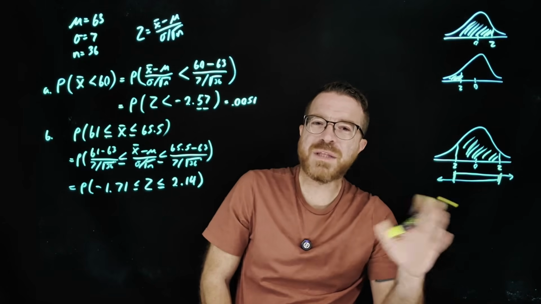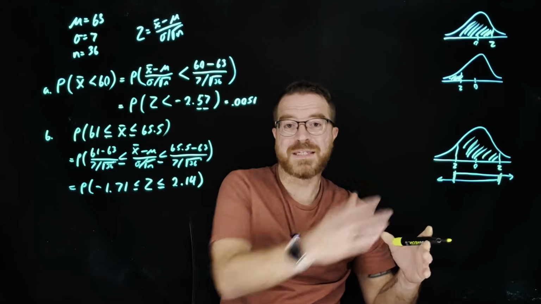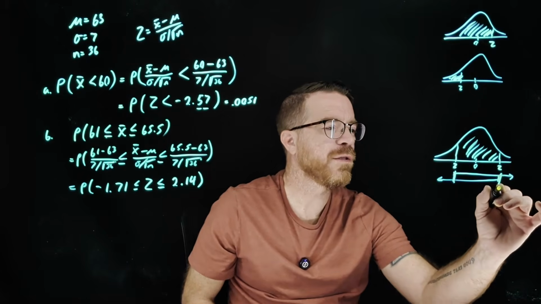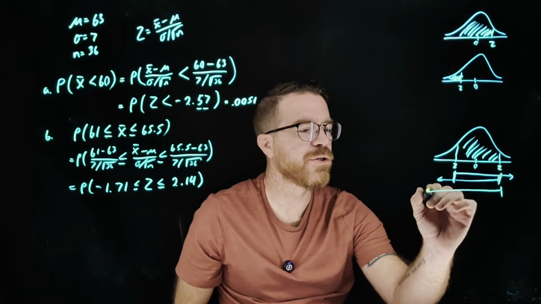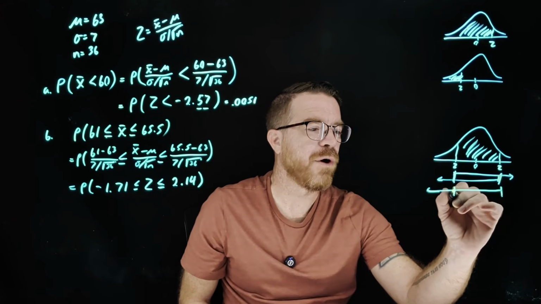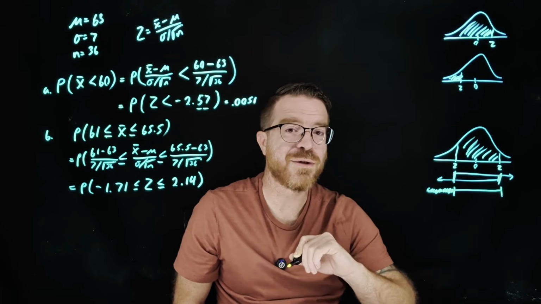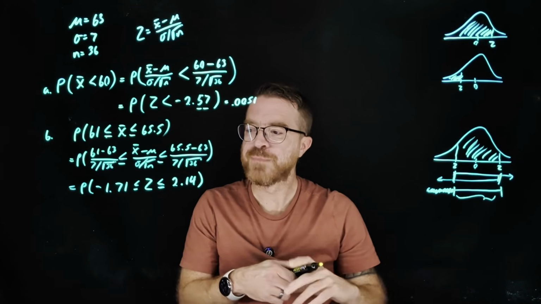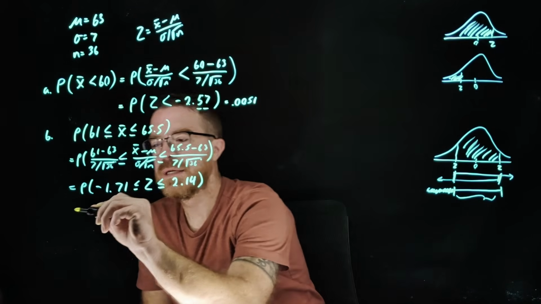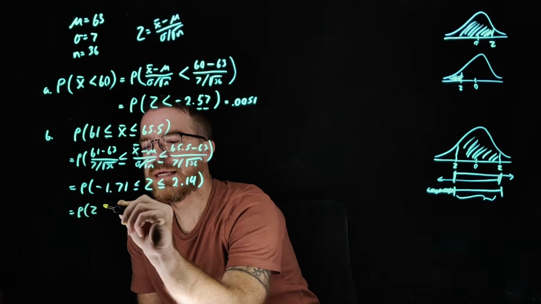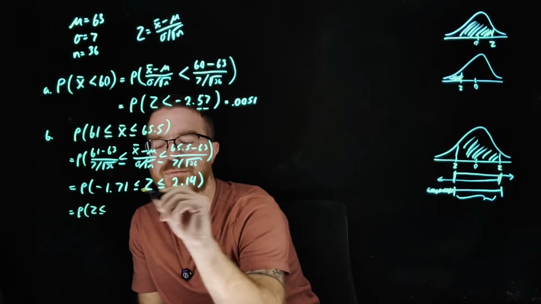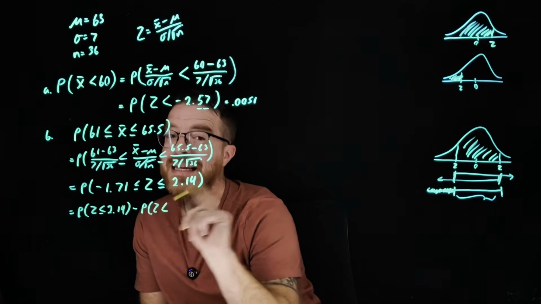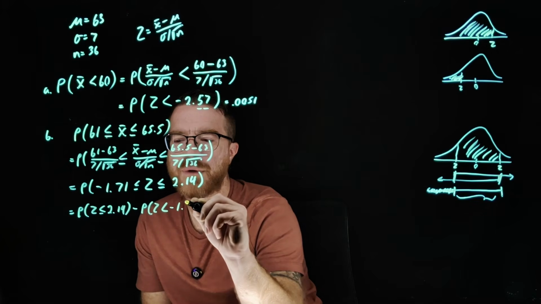The problem is, we don't really have an easy way to find that using the same inequality we have right here. So what we're going to do is use the fact that I can take all of the values to the left of my larger z, and subtract off all the values to the left of my smaller z, and I will be left with that same interval. So we're just using a difference function. In this case, this becomes the probability z is less than or equal to my larger number, 2.14, minus the probability z is less than my smaller number, negative 1.71.